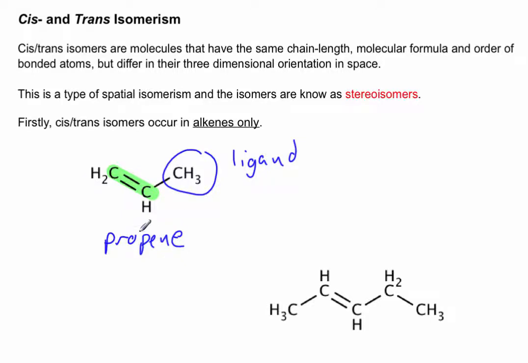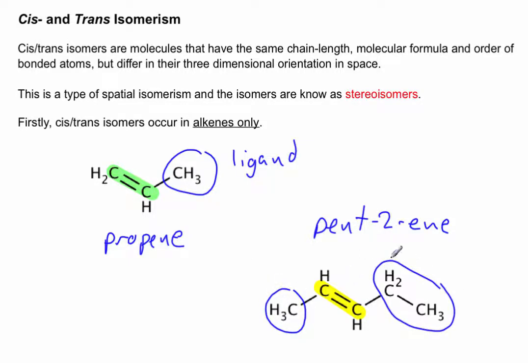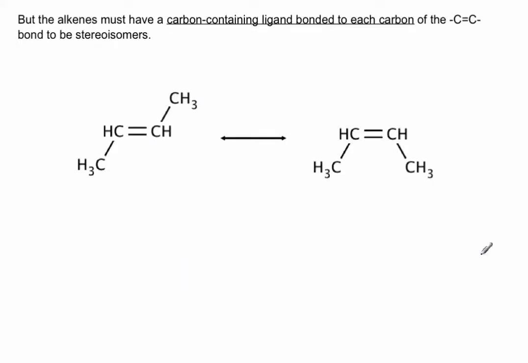Okay, so propene only has one ligand, whereas if we look at this one, this is pent-2-ene. So pent-2-ene, if you look at the carbon-carbon double bond, does it have ligands off both carbons? Yes, it does. So there's a ligand and there's a ligand. So pent-2-ene does have ligands off both carbons of the double bond, and that sets up the fact that pent-2-ene can exhibit cis-trans isomerism, whereas propene does not.